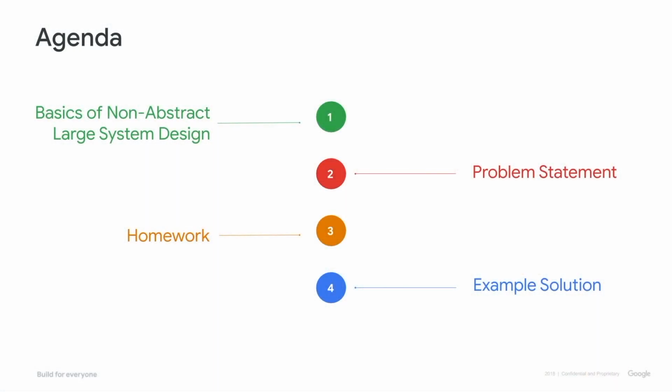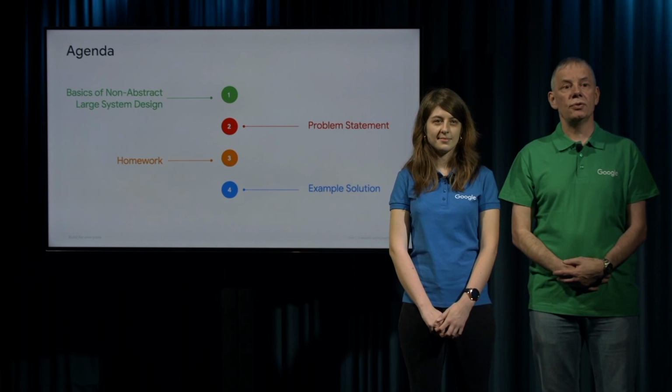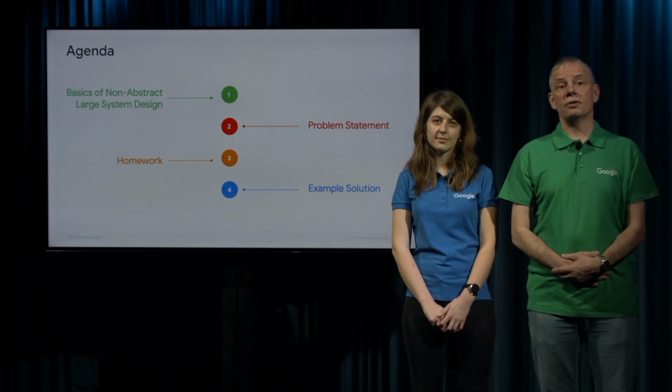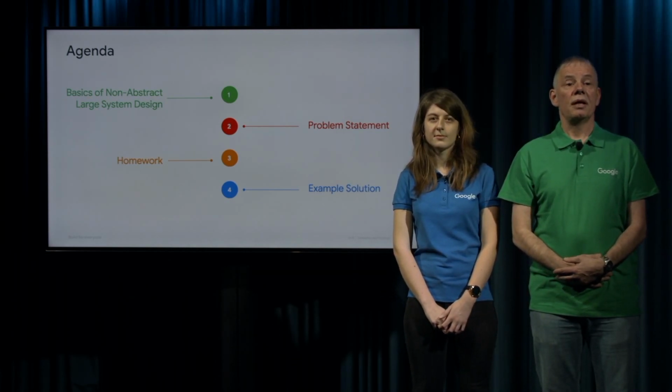We are going to talk about the basics of non-abstract large system design, things that you need to know before you start designing. Then we are going to look at a problem statement, an exercise that you can use to hone your skills in non-abstract large system design. Then you can do some homework to actually try doing the non-abstract large system design. And finally, to not leave you in the dark, we will give you an example solution of how we could actually design this large system.